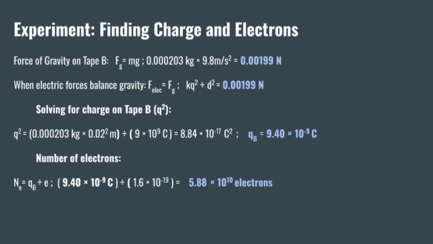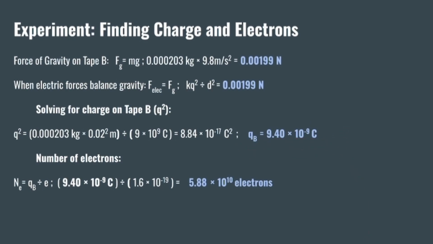So here's a general breakdown of the calculations used. First, we had to find the force of gravity on tape B, so we simply took the mass of tape B and multiplied it by gravity, and we're given this value. And then next you need to take that force of gravity and equal it to the electrical force, because at the floating point they are assumed to be equal. And finally we have the charge of tape B.